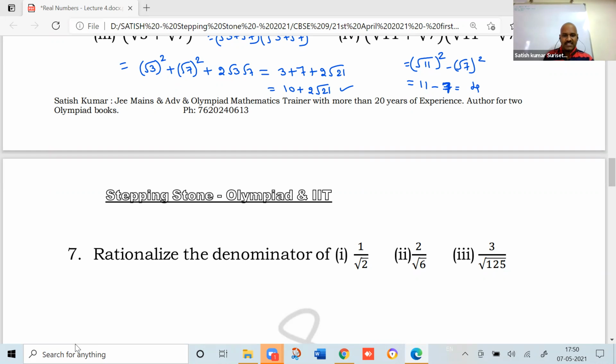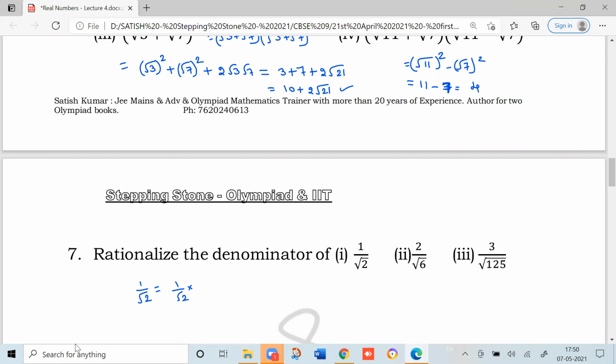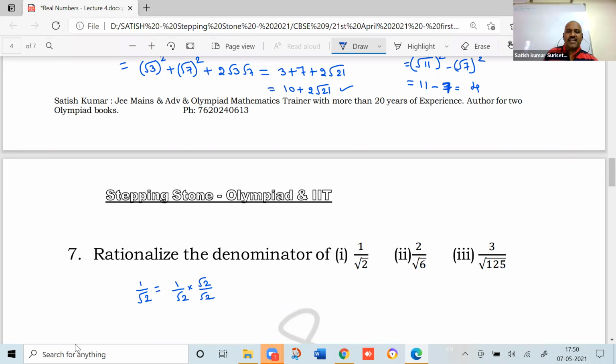So let us observe the first example, first problem: 1 upon √2. What should I multiply with the numerator and denominator so that the denominator will become rational? Not necessary that it is minus √2; you can multiply with √2 itself. When I multiply by √2 and divide by √2, the number will be the same. So the numerator will become √2, and the denominator will become √2 into √2, which is 2. So √2 upon 2. The denominator is now a rational number.